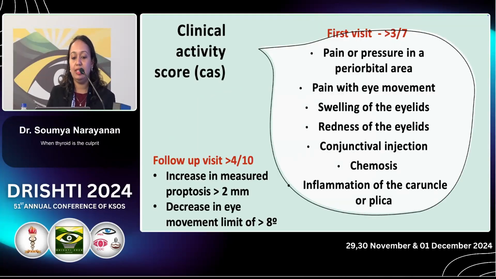The clinical activity score will help us see whether the patient is in the active phase or not. In the first visit, we look for pain or pressure over the periorbital area, pain with eye movement, swelling of the eyelids and conjunctiva, redness of the eyelids and conjunctiva, and inflammation of the caruncle and plica. If the score is 3 or more out of 7, it is considered active. At the follow-up visit, along with the 7 measurements, we also look for any increase in proptosis, decrease in eye movements, and decrease in vision. So out of 10, if the patient has a score of 4, we consider it active disease.